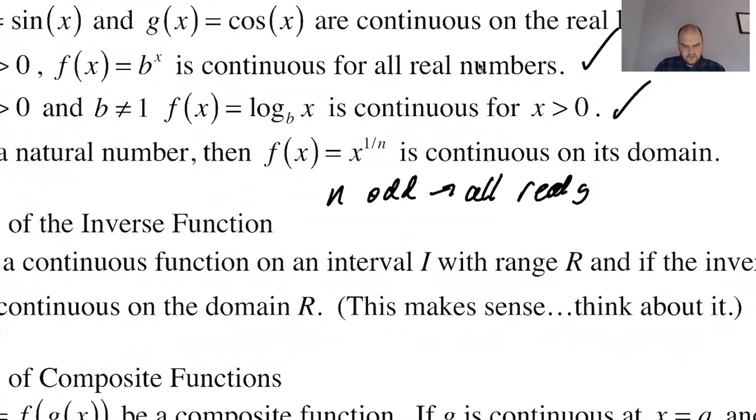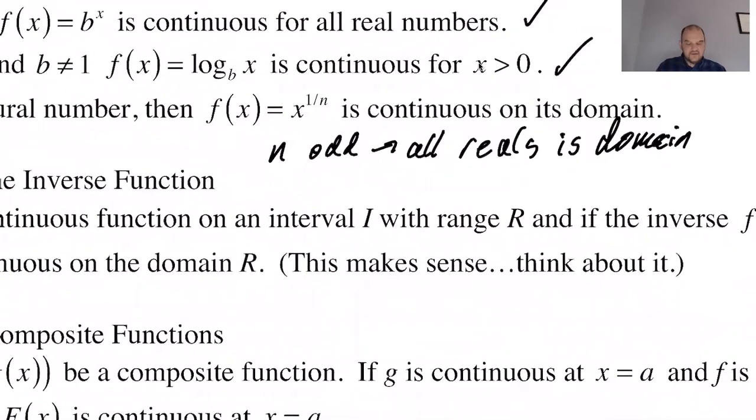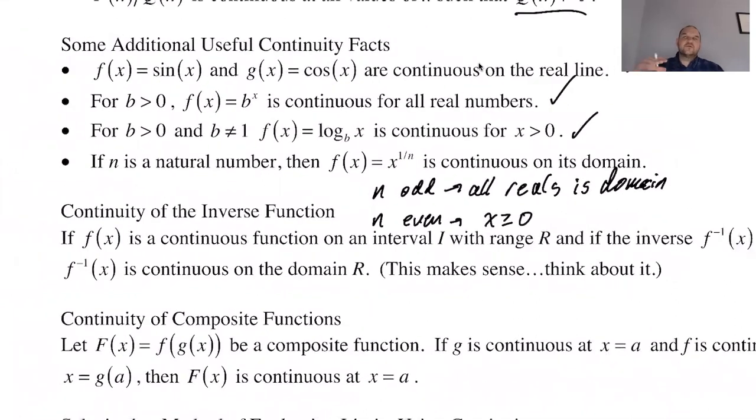What am I writing? All reals is the domain, right? Like cube root, you can take the cube root of anything, not a problem. If n is even though, then you're going to have a lot of trouble taking the square root of a negative and getting a real number, right? So if n is even, then x has to be greater than or equal to 0. So like 4th roots, 6th roots, 54th roots, the domain will be greater than or equal to 0. 53rd roots, all reals, but they'll be continuous on their domains.